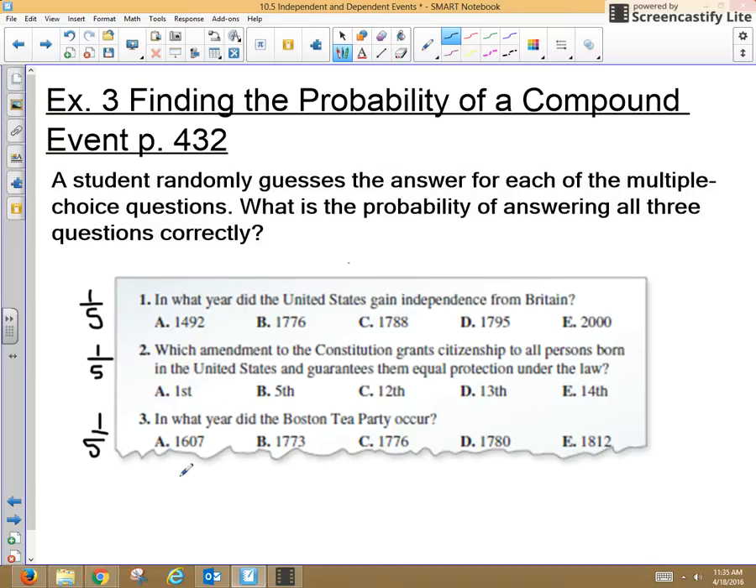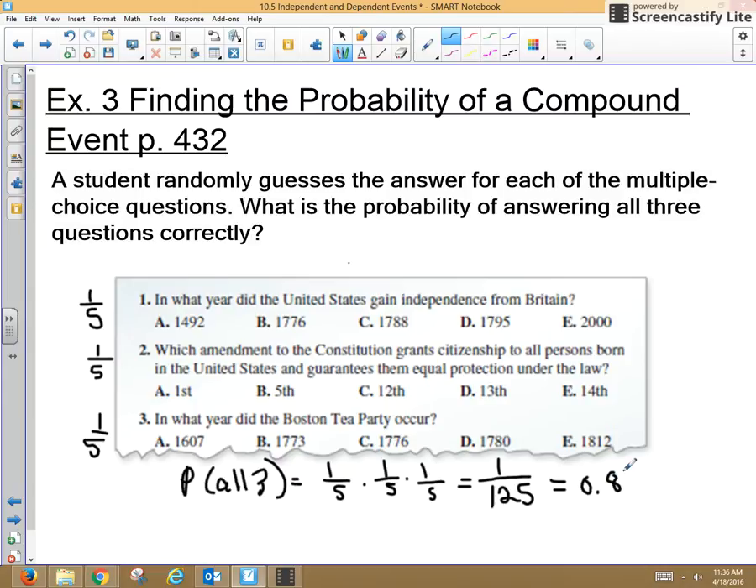So for compound events, you find the probability of all 3 correct. I'm just going to write all 3 questions. It'd be 1/5 times 1/5 times 1/5. And when you multiply all those together, 1 times 1 times 1 is 1. 5 times 5 is 25, times 5 more is 125. So you'd have a 1 in 125 chance of getting it correct. When you find the percentage, it's only 0.8%, less than 1% chance of guessing 3 correctly.